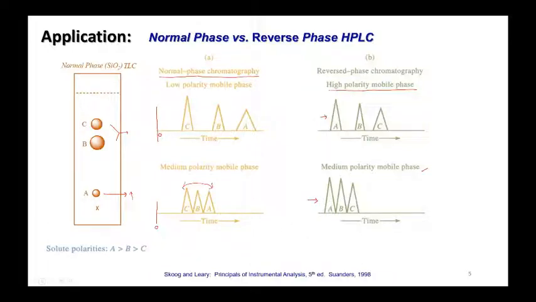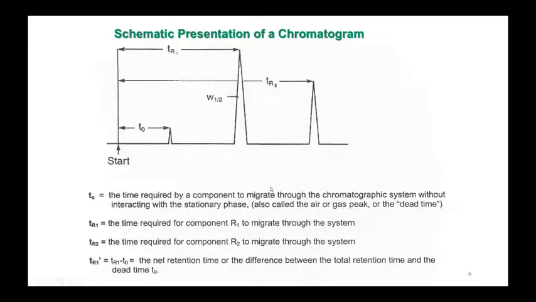Now let us go to some terminologies related to chromatogram. If you look here, I have given one chromatogram. We have 3 peaks. This is peak 1, or the compound 1. This is compound 2. This is compound 3. Right? You got 3 peaks.